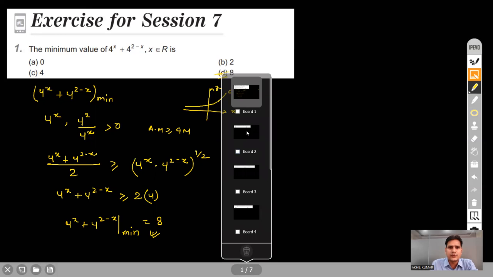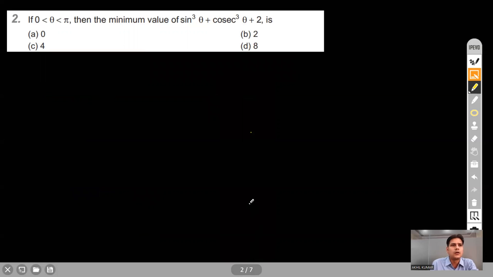Now let's move to the next question, question number 2. It is saying, if theta lies between 0 to pi, then the minimum value of sine cube theta plus cosec cube theta plus 2 is, we have to find the minimum value of sine cube theta plus cosec cube theta plus 2 when theta lies between 0 to pi. So theta lies between 0 to pi, okay?